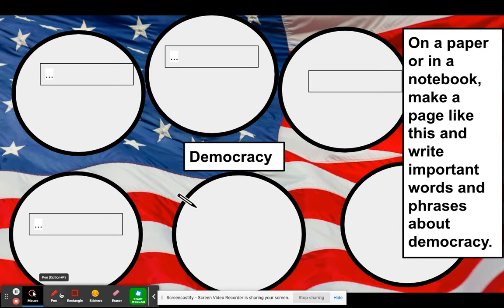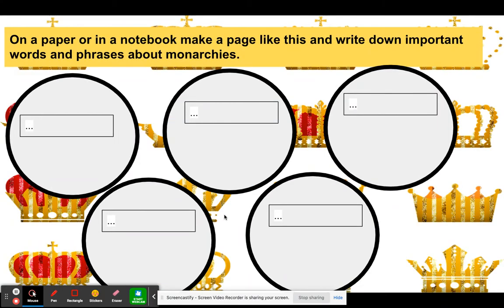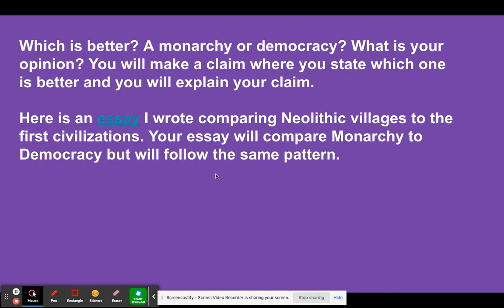I will give you extra credit if you send me a picture of you doing this on paper. Here, you're going to do the same thing about monarchies. This is a way to help plan your writing. Now you have to decide which is better, a monarchy or a democracy. Some of you have already started to write about this on the homework from last week.